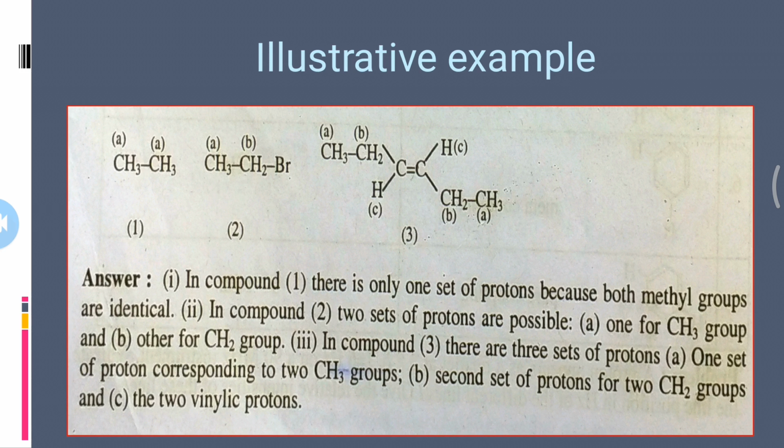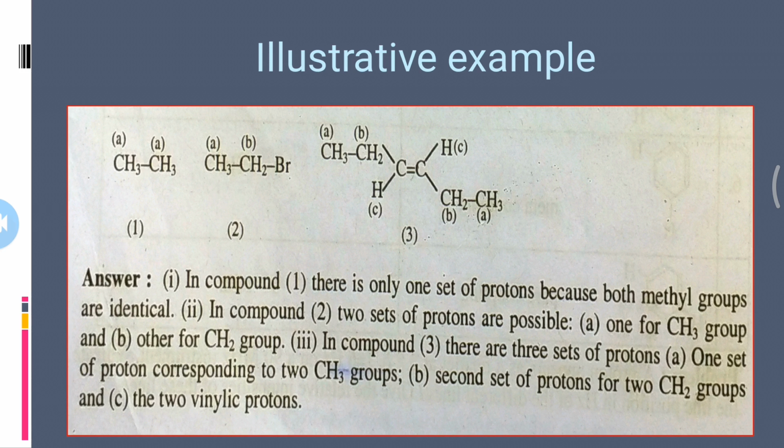Second example, ethyl bromide. There are two signals observed in the PMR spectrum. Why? Because CH3 and CH2 are not chemically equivalent, so two sets of protons are possible: A, for the CH3 group, and B, for the CH2 group.